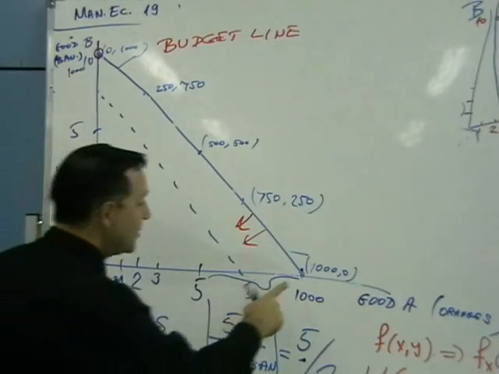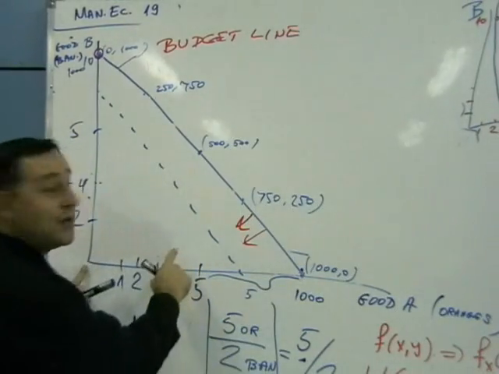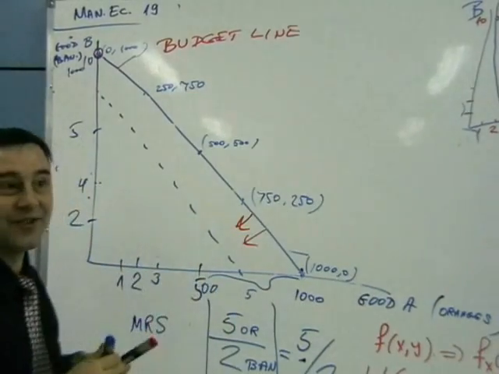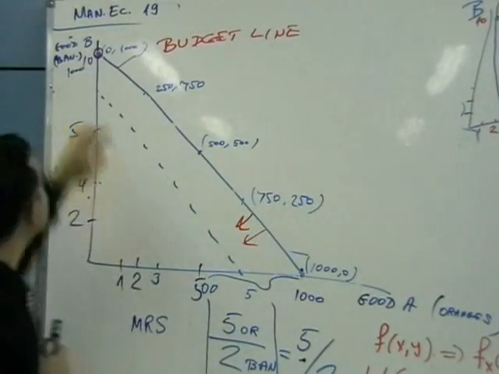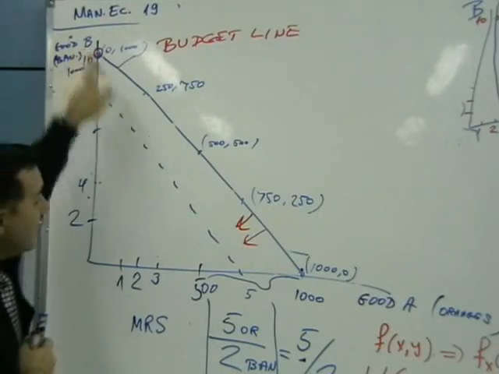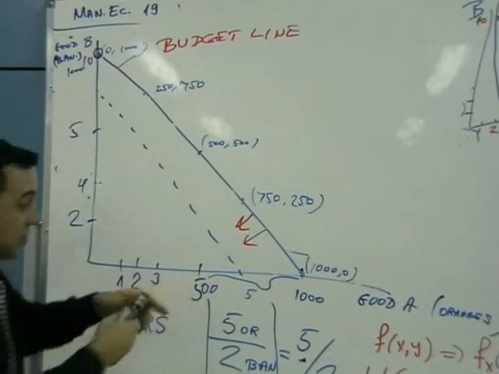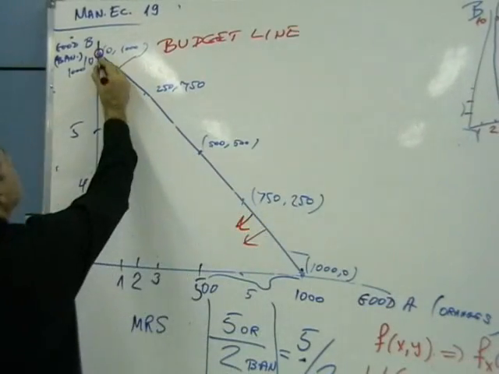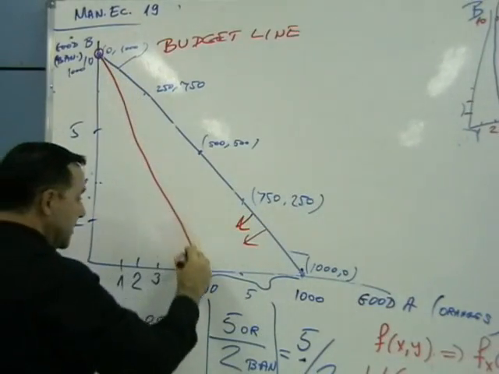This is 0, this is 1,000. The intersection will be right in the middle. It's going to be 500. In other words, you can get 1,000 of the one and 500 of the other. So the new curve will be this one here.